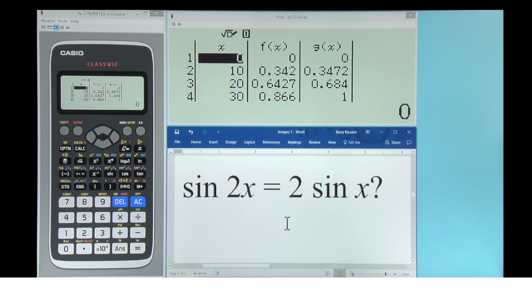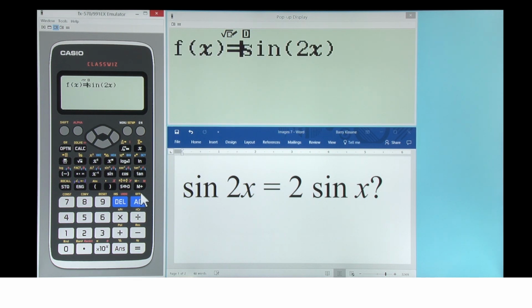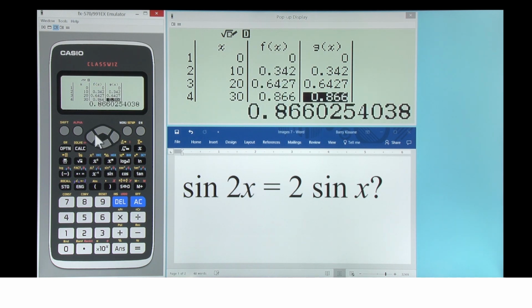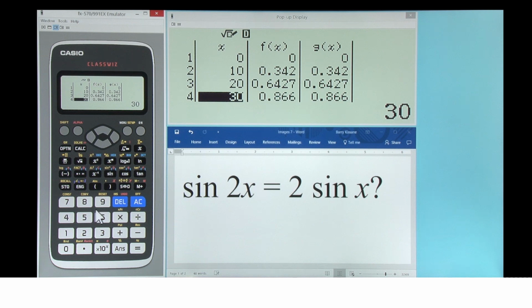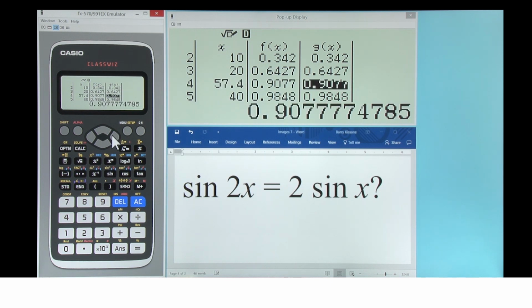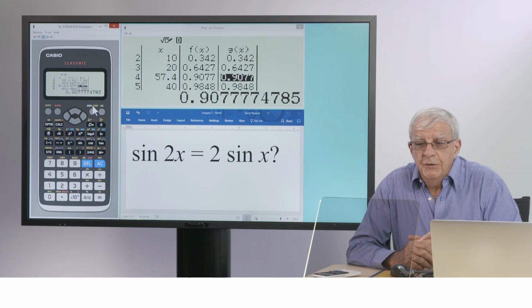In fact, the identity in this case related to the sine of twice an angle involves both the sine and the cosine functions. That the sine of 2x is actually equal to 2 times the sine of x times the cosine of x. And if we make that change, now when we draw the table, we can see that the two values are everywhere the same. And if we choose another angle to test it a little bit further, 57.4, then in fact they are still the same. So the expression is an identity.